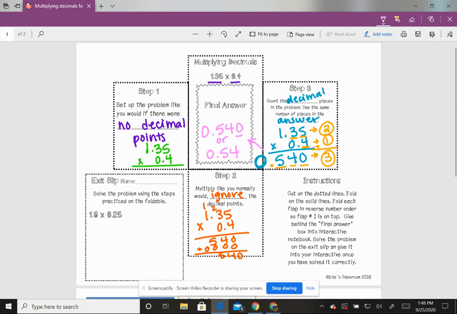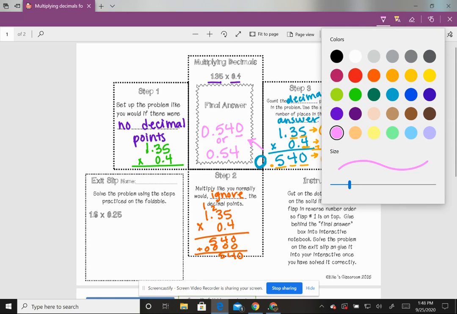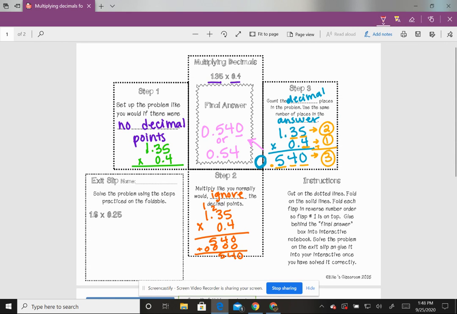What I'd like for you to do is go down to the bottom. You have an exit slip in the bottom left-hand corner. Try this problem on your own. If you don't happen to have the exit slip right in front of you, no big deal. Write the problem 1 and 6 tenths times 25 hundredths on a scrap sheet of paper. Solve it. I'd like for you to pause the video right now and come back and check your work. Did you do it correctly?